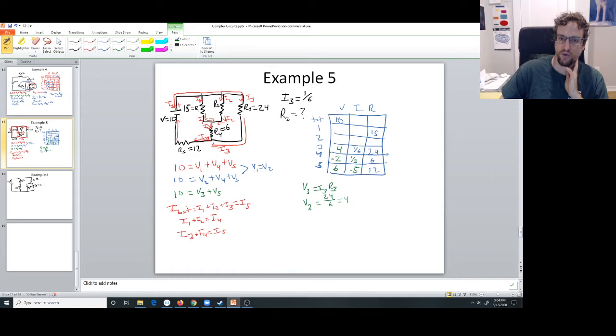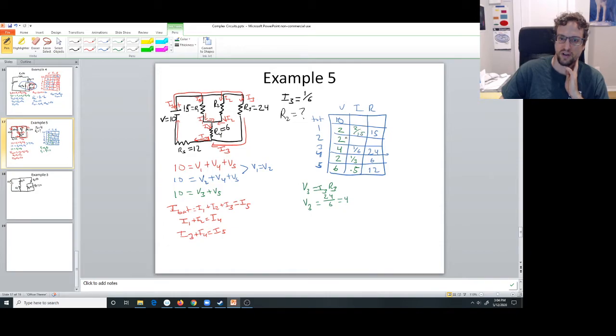And if I know V4, hang on, where's V4? Ooh, V4 plus V5 plus V2 equals 10. So V2 also has to be 2. And V1 also has to be 2. Now I can find this right here. This is 2/15.